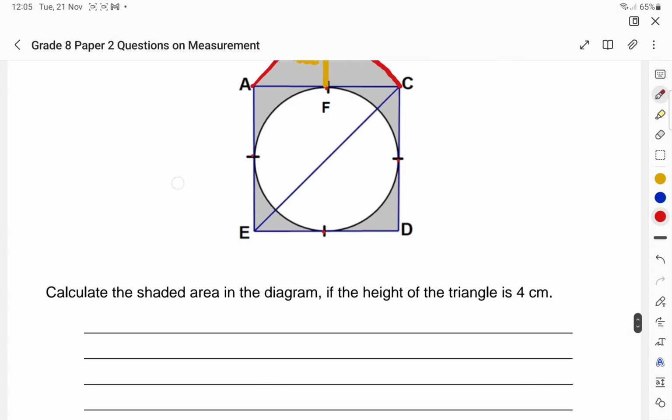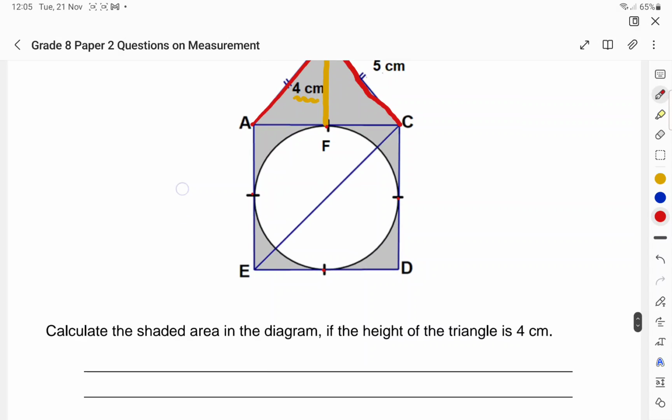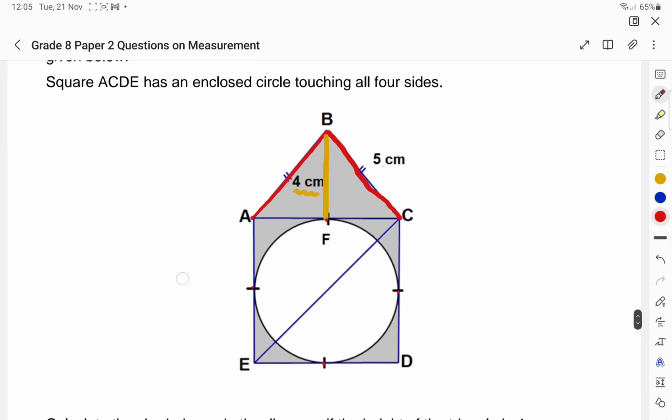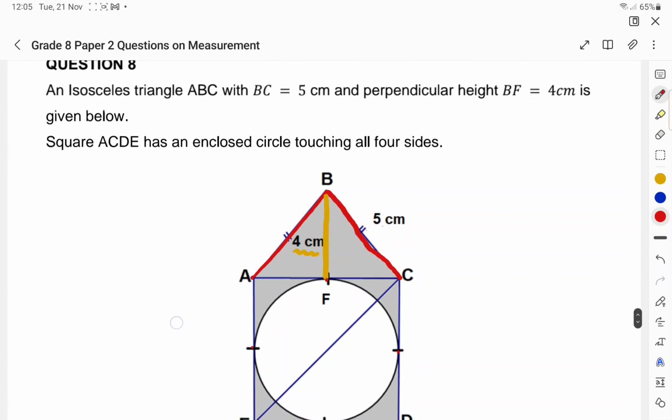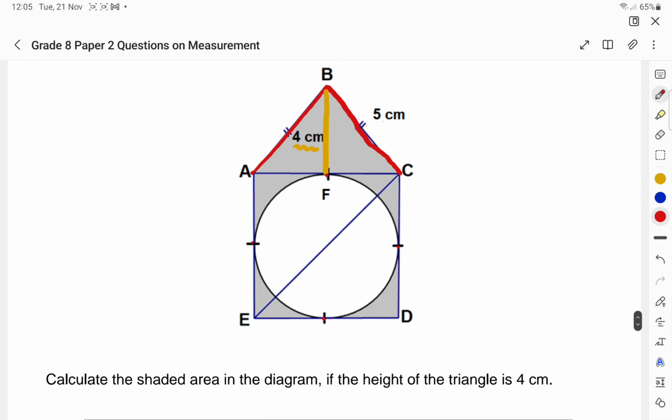Then they say, calculate the shaded area in the diagram if the height of the triangle is 4 centimeters. I don't know why I said that again, because I have given it to you there at the top. Okay, so now we need to use Pythagoras. Very important, can you see again, it's the Pythagorean triplet. If you had to cut this triangle out here, we've got a 5, we've got a 4, and then we've got a 3 over there. If you can spot those triplets, it's very easy to quickly say that FC is 3.